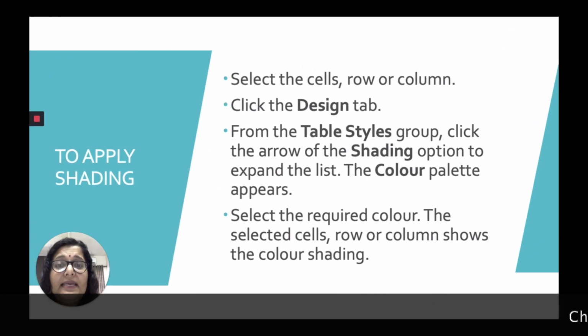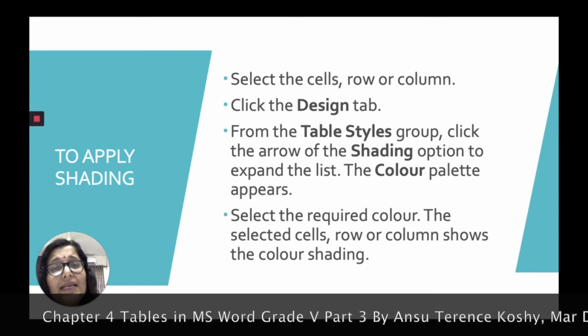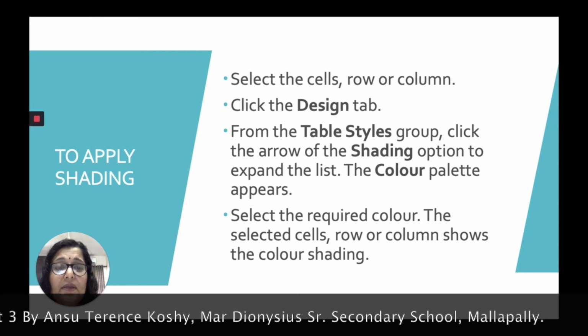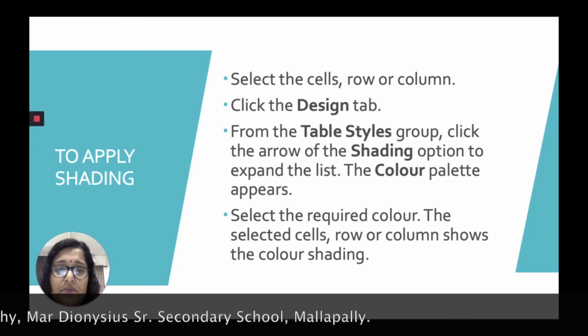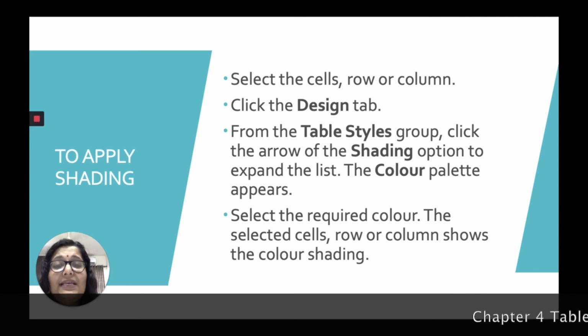To apply shading, select the cells, row, or column. Click the Design tab. From the Table Styles group, you have to go for the Shading option and expand the list. The color palette appears. Select the required color. The selected row or column shows the color shading.